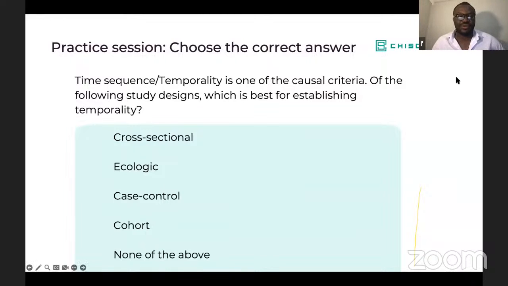All right, quiz number 2. The time sequence of temporality is one of the causal criteria by Hill, the Hill criteria. Of the following study designs, which is best for establishing temporality? So in other words, I'm simply asking you, which of the study designs has a longitudinal component? Exactly, cohort. That is absolutely correct.